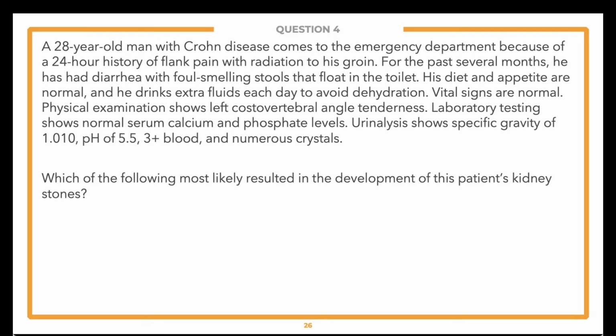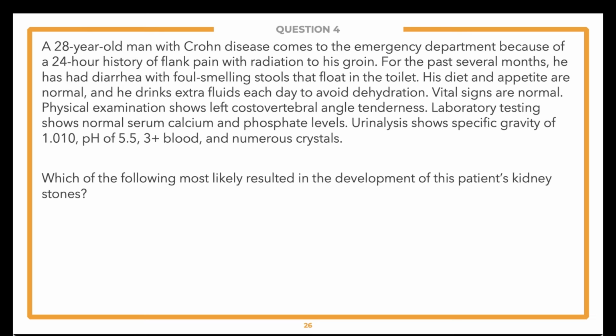Okay, so a very specific type of lead-in, and we know that the patient has kidney stones even before we read the vignette. So let's go ahead and check out the story, knowing that there's some clues that we may need to key in on. A 28-year-old man with Crohn disease comes to the emergency department because of a 24-hour history of flank pain with radiation to his groin. For the past several months, he has had diarrhea with foul-smelling stools that float in the toilet. His diet and appetite are normal, and he drinks extra fluids each day to avoid dehydration.